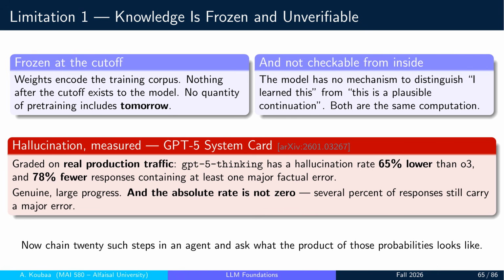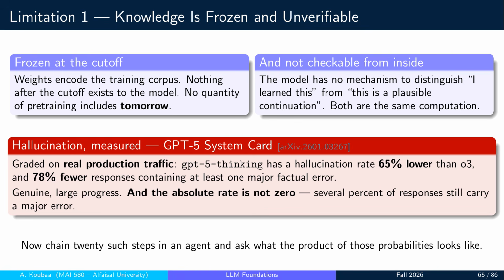Now, the measurement from the GPT-5 system card, graded on real production traffic. The thinking model has a hallucination rate 65% lower than the previous generation, and 78% fewer responses containing at least one major factual error. That is genuine big progress, and we should say so plainly rather than dismiss it. But the absolute rate is not 0. Several percent of responses still carry a major error.